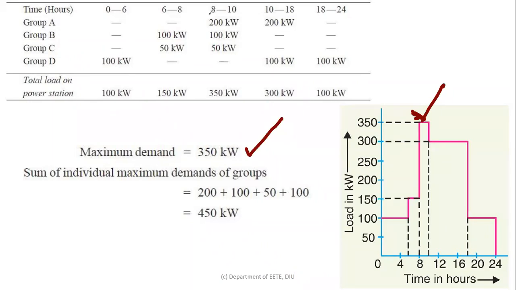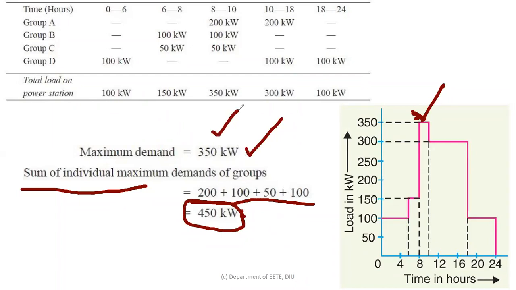200 kilowatt. For group B it is 100 kilowatt. For group C it is 50 kilowatt, and for group D it is 100 kilowatt from the information that is given. So if we sum everyone's individual maximum demand, we get 200, 150, 100, we get 450 kilowatt. That is individual, everyone at a different time. But the maximum demand of the power station that is connected to these four groups is 350 kilowatt.